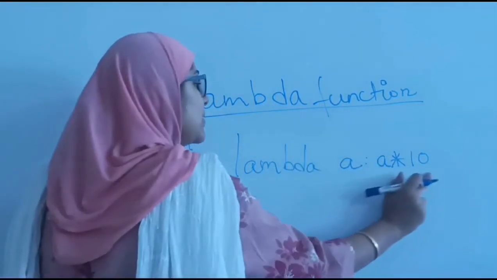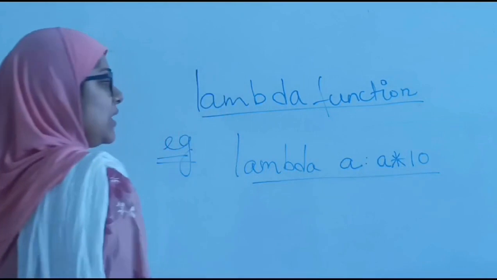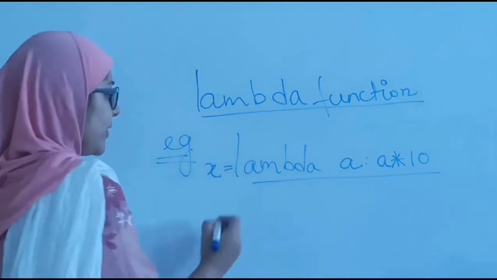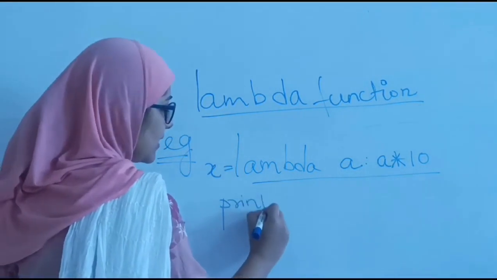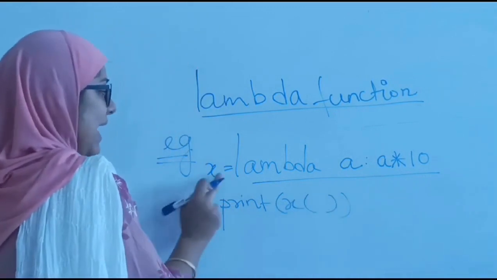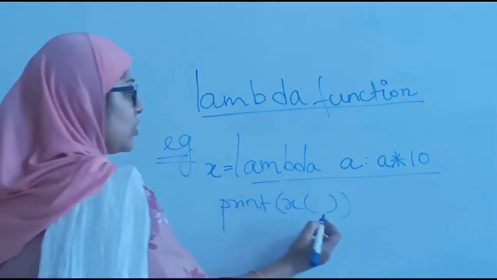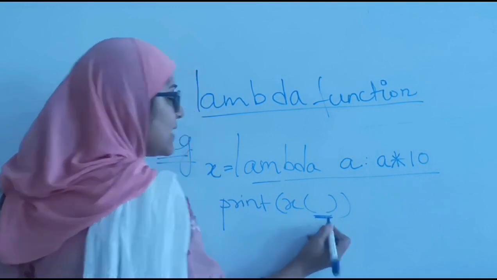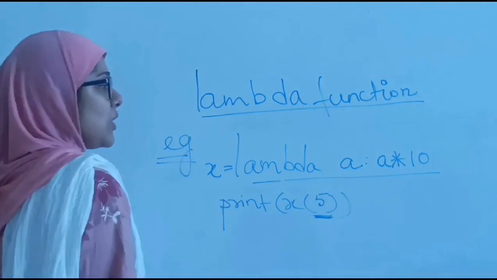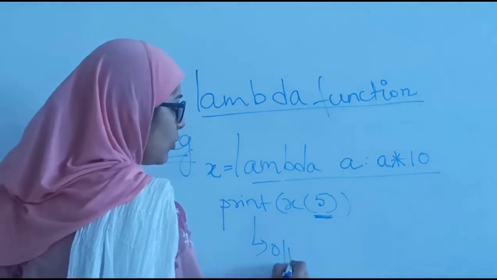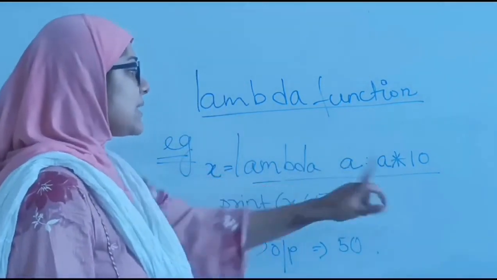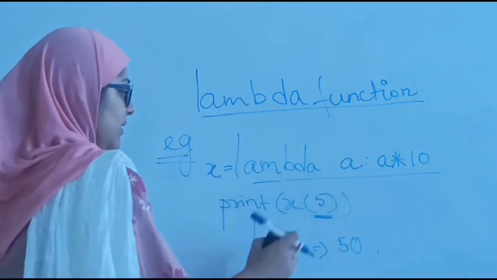Now this function will do the job, but obviously it won't give the output because we are not printing it. So let's call it x, and print x. But x is also a function because this is a lambda function. As we have seen in the previous videos, we have to define the value for a. Suppose a is 5. So what will be the output? It will give me the output as 50. This is the expression, and this is the argument.